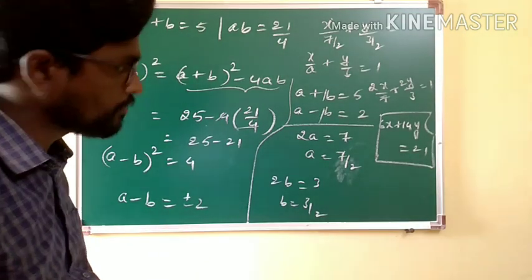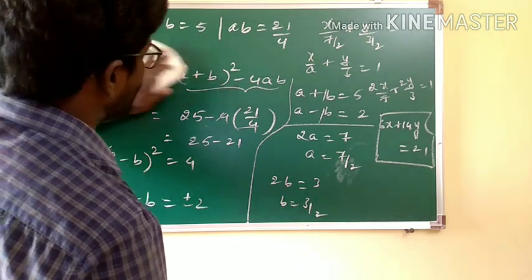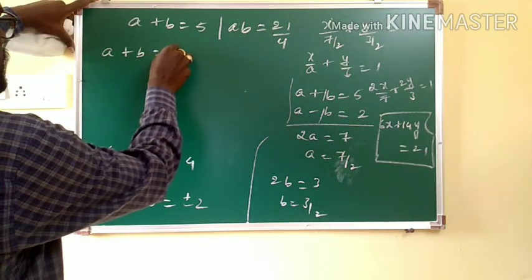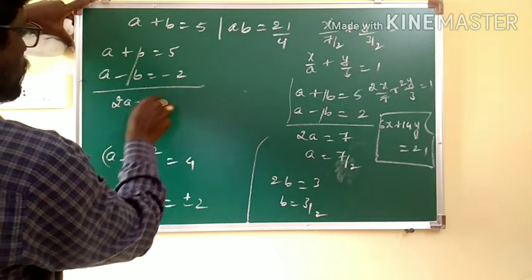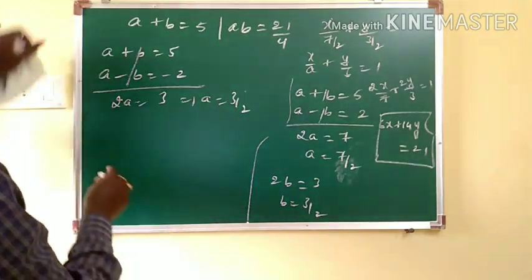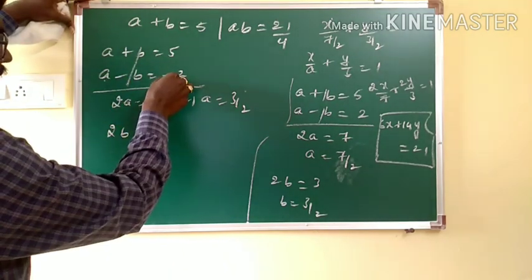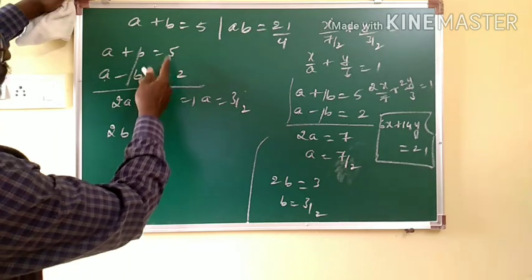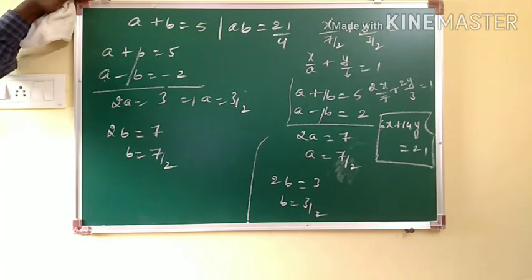Now let's check the second case by taking a minus b is equal to minus 2. Case 2: a plus b is equal to 5 and a minus b is equal to minus 2. Adding these two, b gets cancelled, 2a is equal to 3, that implies a is equal to 3 by 2. Now if we subtract these two, plus a minus a gets cancelled, and we get 2b, since we are going for subtraction, 5 minus of minus 2 becomes plus 2. So 2b is equal to 7, which means b is equal to 7 by 2.